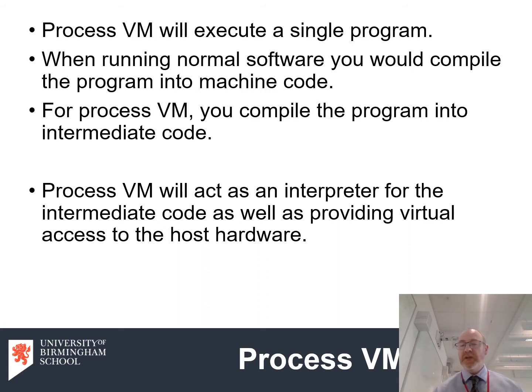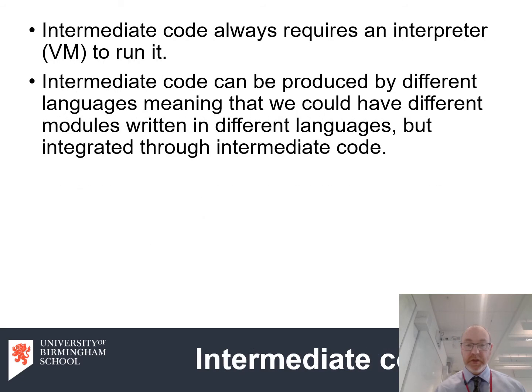Because of that, we can do something ever so slightly different. Instead of compiling into machine code, we compile into something called intermediate code. This intermediate code won't run on any processor that exists. You can think of it like a virtual machine code, or a generic machine code. But because it won't run on anything, it requires interpretation. So it needs an interpreter to actually turn that intermediate code into real machine code. So we have this weird situation where we both compile and interpret at the same time. Intermediate code always requires an interpreter, but we call that the virtual machine. It's commonly referred to as a virtual machine, but essentially it is an interpreter.